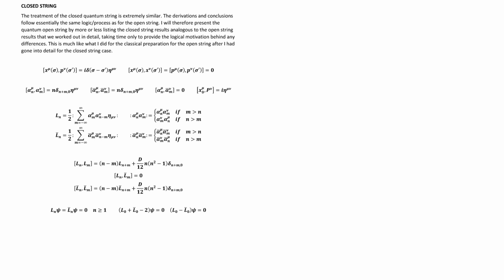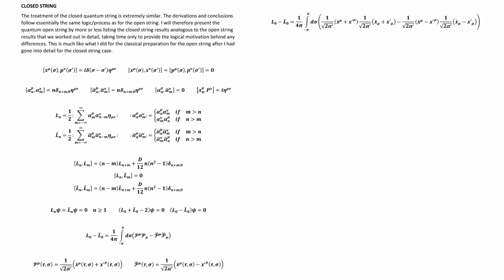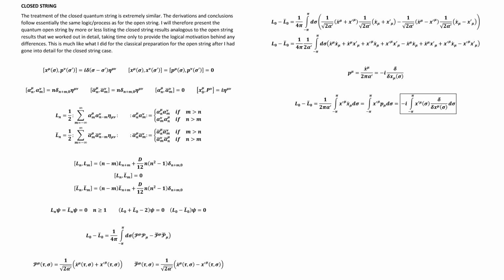The last constraint has a convenient interpretation. To see this, we must first perform some manipulations. Expressing it in integral form, we find this. Inserting the formula for the script p's and multiplying it out gets us this. If we simplify and then make these substitutions, we find this final expression. L0 minus L0 bar therefore produces sigma translations, and the physical state condition that (L0 minus L0 bar) on psi equals 0 requires that all points along the string are the same, meaning that there are none with special properties.